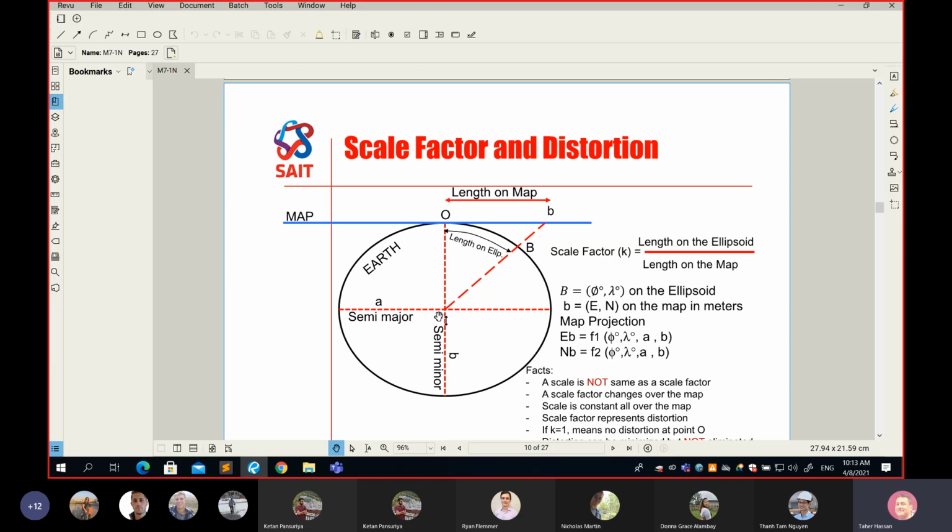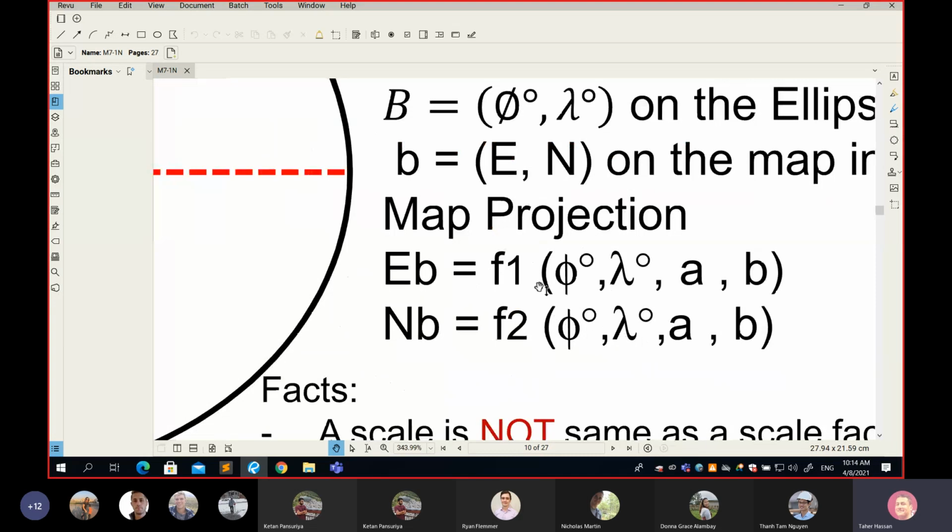And so what we do is connect by a straight line from the light source, or from the center of the earth, to the point on the ellipsoid. Then we extend our line until it hits the map surface. Now, lowercase b is the projection of point B. Ultimately, in map projection, we try to find functions f1 and f2 that simply take your location on the ellipsoid, represented by lat long, and give you the easting and northing on the map.